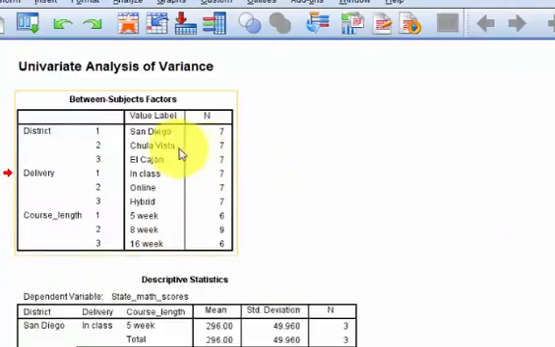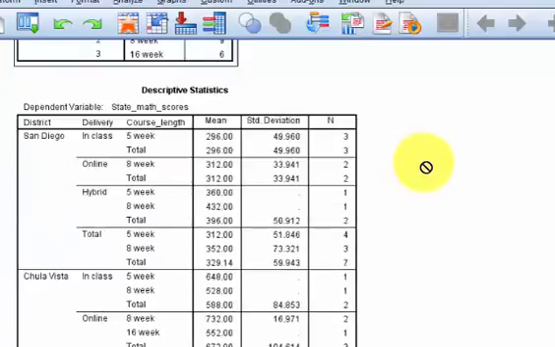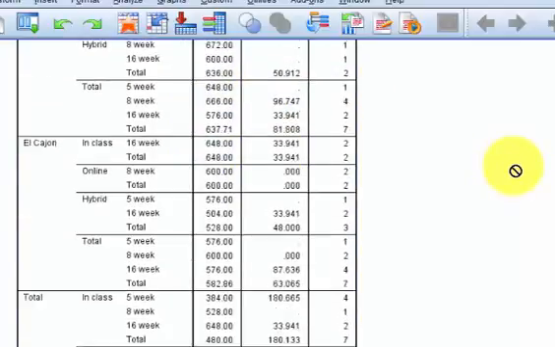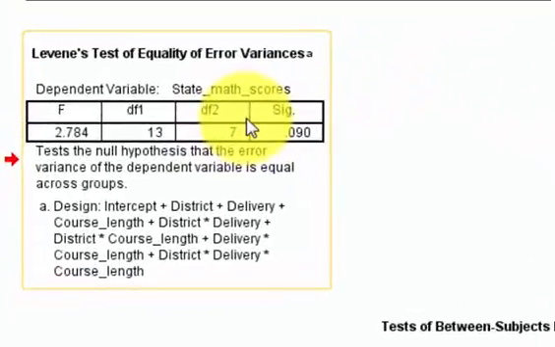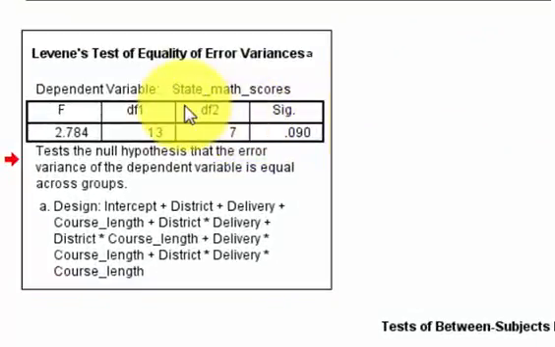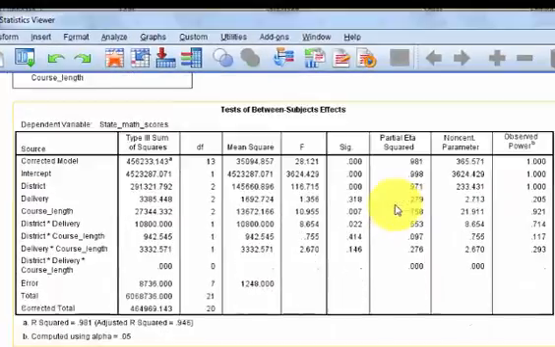So this is how many are in each group. And there's the means of each group. So I'm scanning. So the standard deviation is really, really high. Okay. So the differences here aren't that big compared to the standard deviations. So, but let's go here. So the Levene's test says that we did not violate the assumption of homogeneity variance. Yay, us.